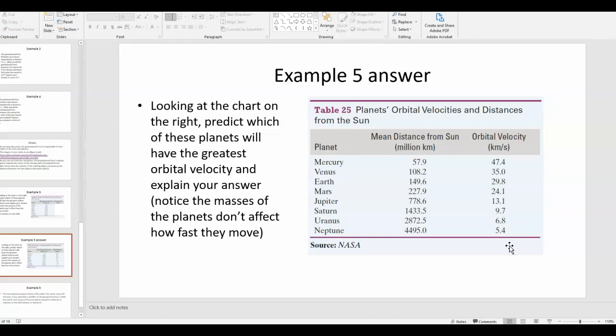moving the slowest. And again, the reason for that is because the farther away you go, the weaker the force of gravity gets. And the weaker the force of gravity, that means there's less force pulling on the planet, which means that the velocity also decreases.